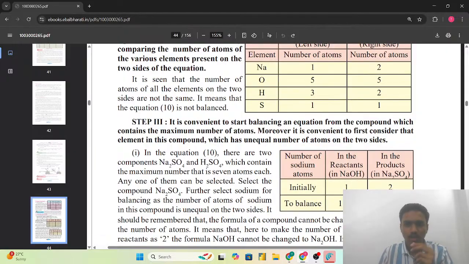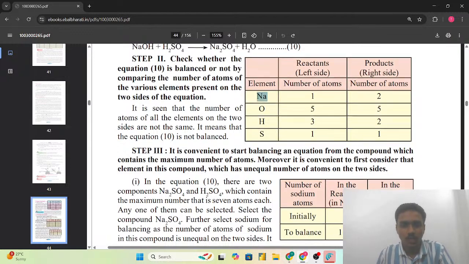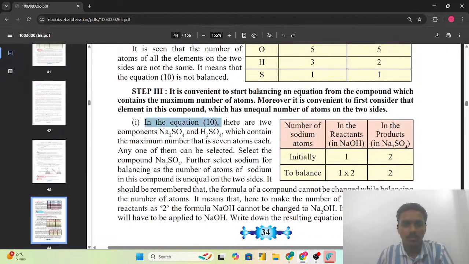सो एलिमेंट कौन सा है? इनिशियली यहाँ पर हम देख सकते हैं कि एलिमेंट दैट इज सोडियम इज द एलिमेंट which we are considering here. In the equation 10, there are the two compounds Na2SO4 and H2SO4, which contain the maximum number, that is 7 atoms each. मतलब यहाँ पर अगर हम देखें तो दो सोडियम के, एक सल्फर एंड चार ऑक्सीजन, चार, पांच, छह, सात. सात एटम्स ईच इस कंपाउंड में यहाँ पर हम देख सकते हैं.